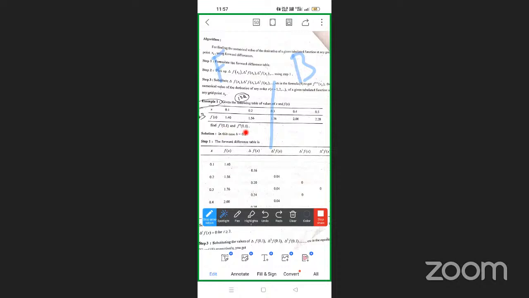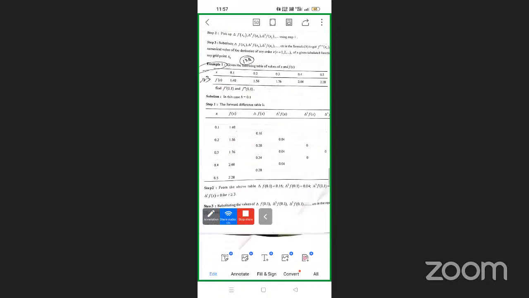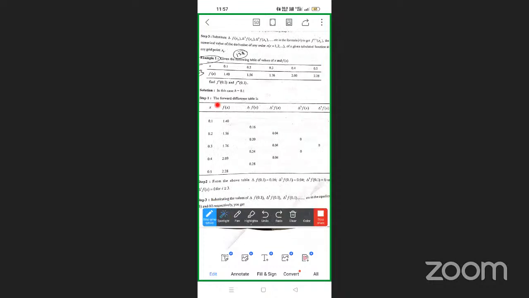So first we construct the forward difference table. The x values are 0.1, 0.2, 0.3, 0.4, 0.5. Next, the f of x values are 1.40, 1.56, 1.76, 2, 2.28 for the corresponding x values. These are the given values, x and f of x. Next we can calculate delta, delta square, delta cube, delta power 4.